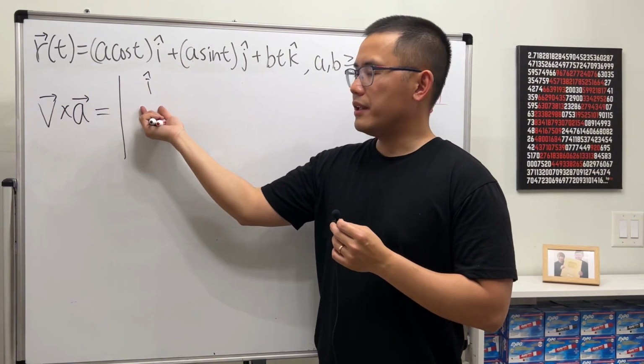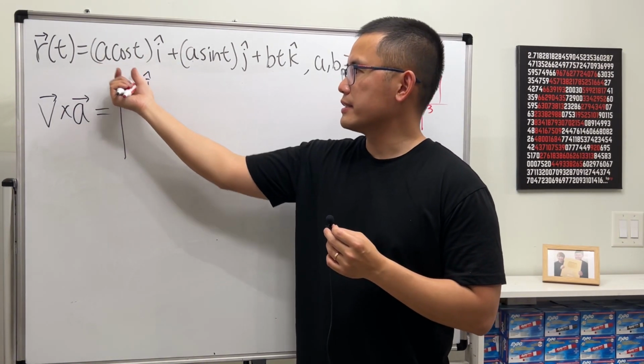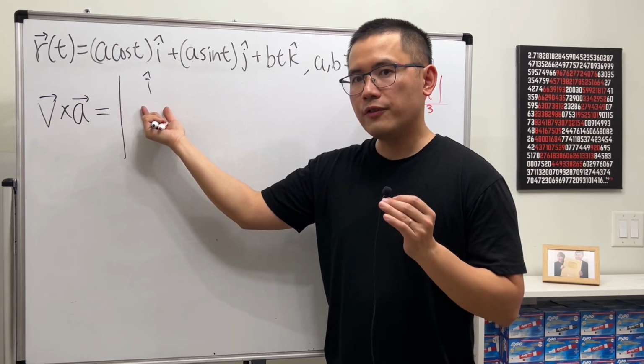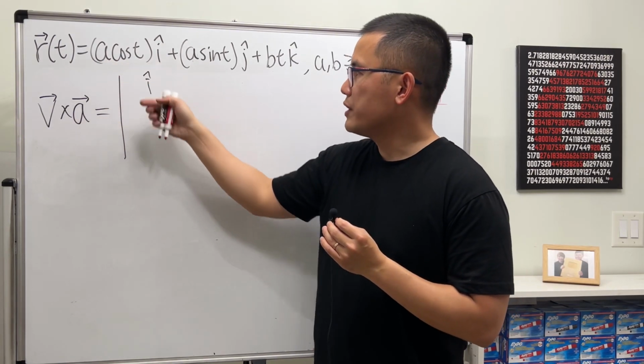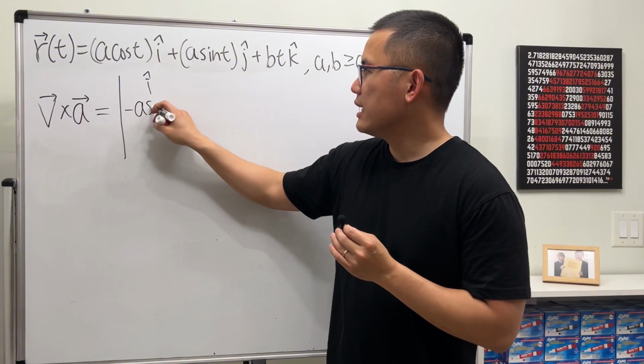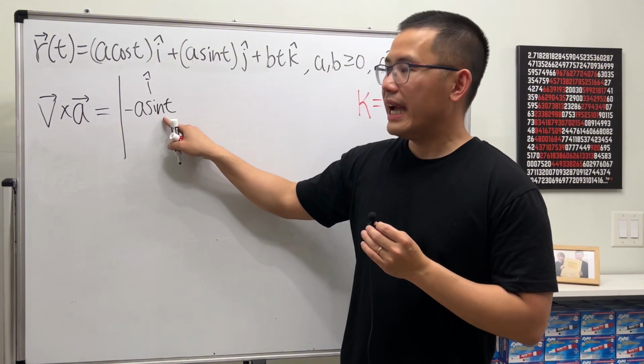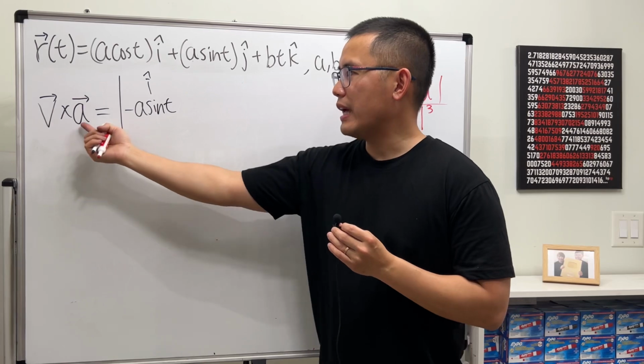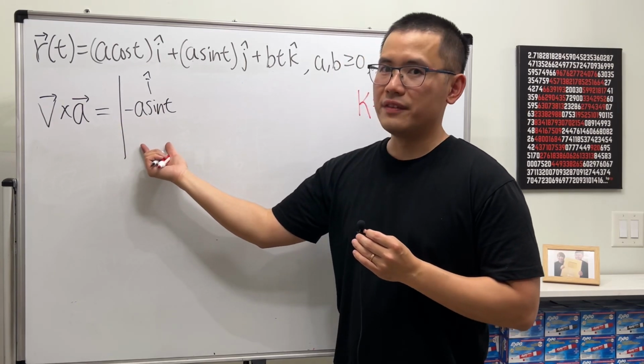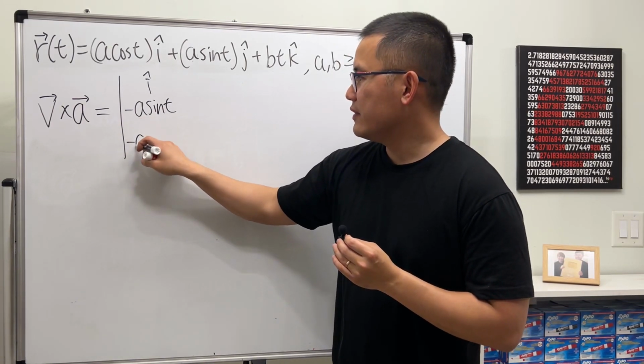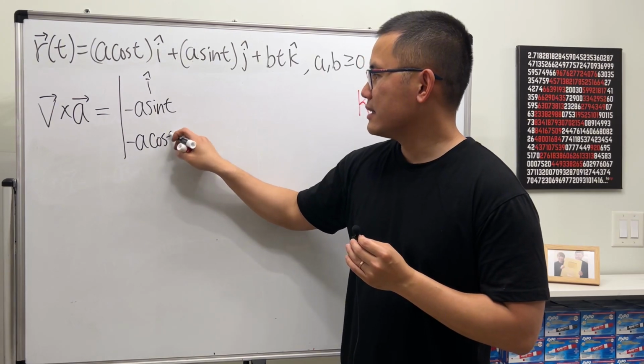What we are going to do right here is just differentiate this so we can get the i component for the v. So take the derivative of this, we get negative a sine t. And then to get the i component for the a, just look at this and take the derivative again. So we will get negative a cosine t.